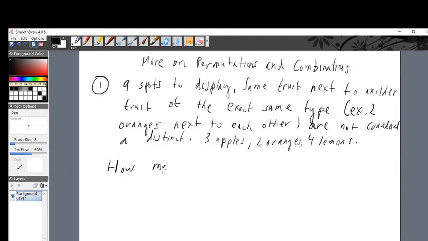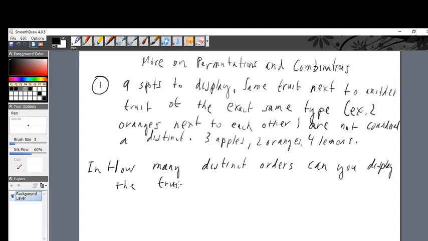In how many distinct orders, that would be better English, in how many distinct orders can you display these fruits? Okay, so there's a special formula, not complicated. And let me show it to you.